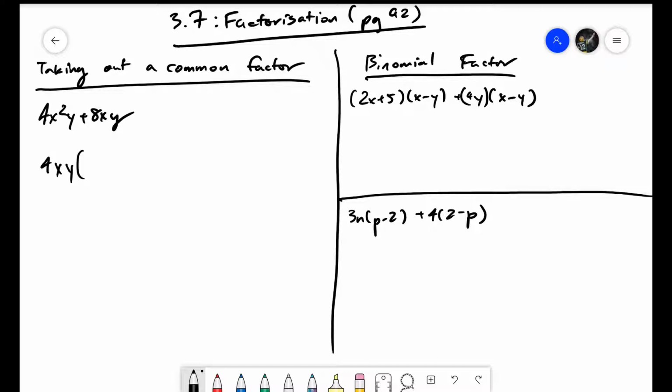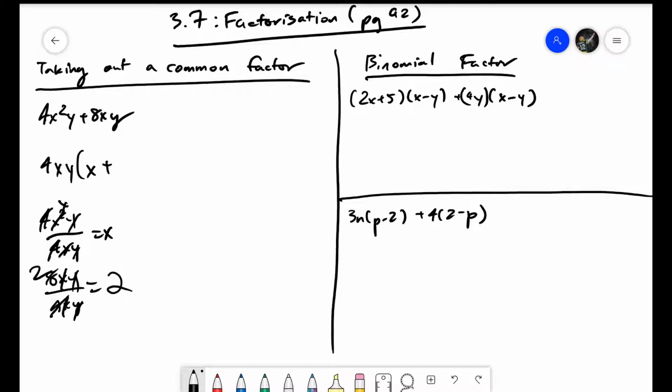Then when you divide 4x squared y over 4xy, the 4's cancel, the y's cancel, and this just becomes x. Then you get 8xy over 4xy, which is equal to, the x's cancel, the y's cancel, and this just becomes 2. So this is equal to 4xy times x plus 2.